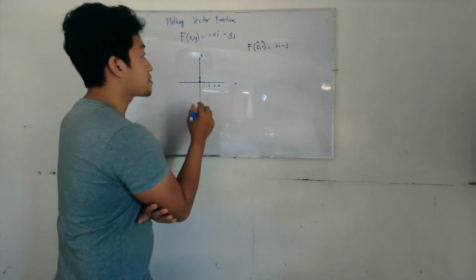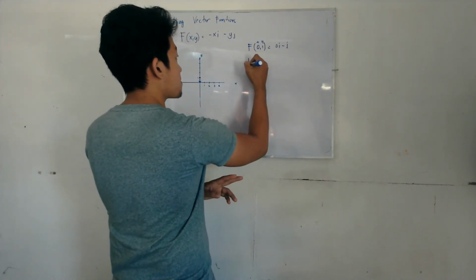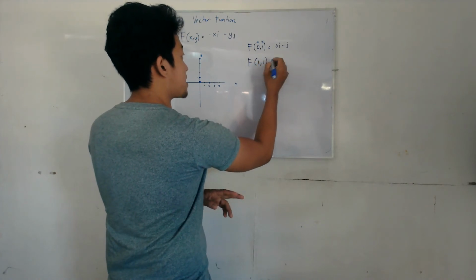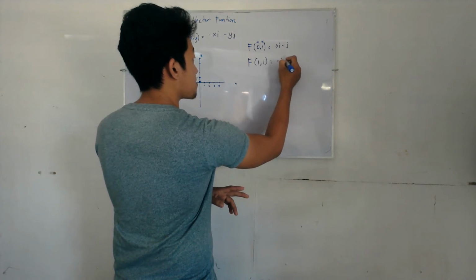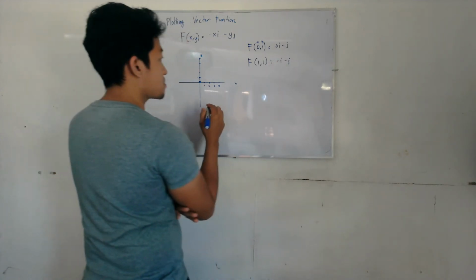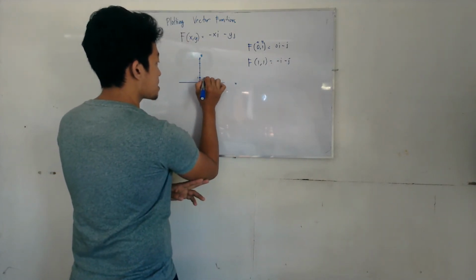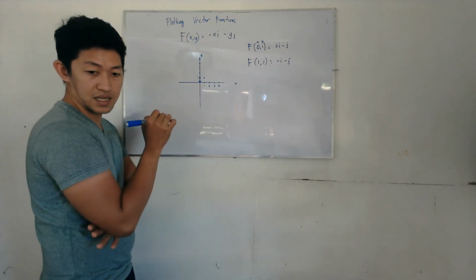Is that clear? Okay. Function of (1, 1). So you get negative i, negative j. So the point (1, 1) is here. Right?